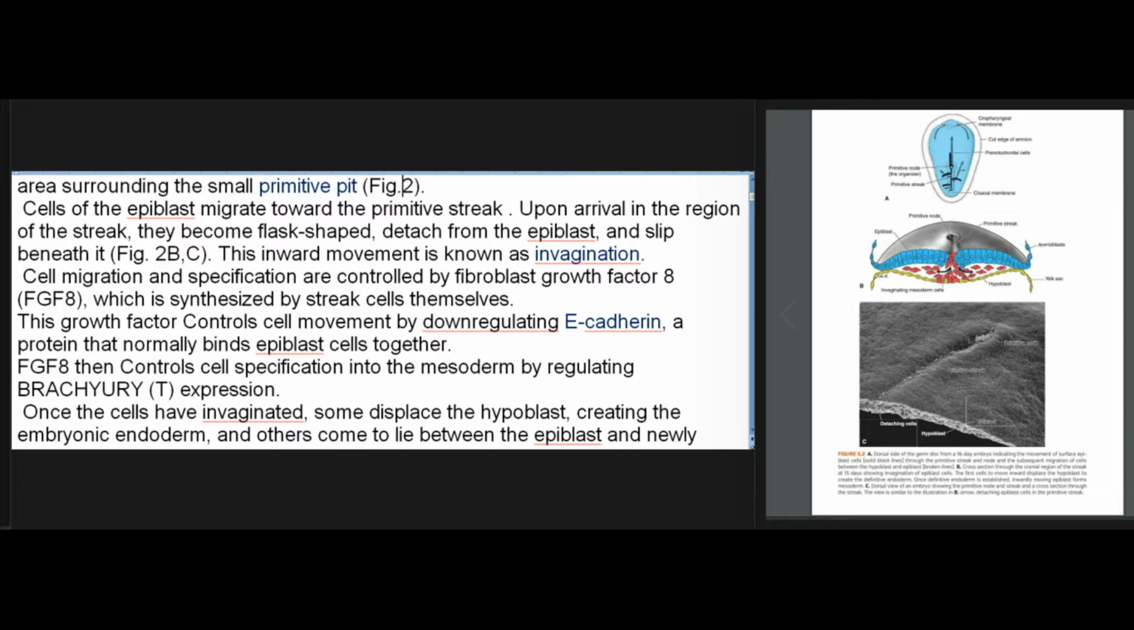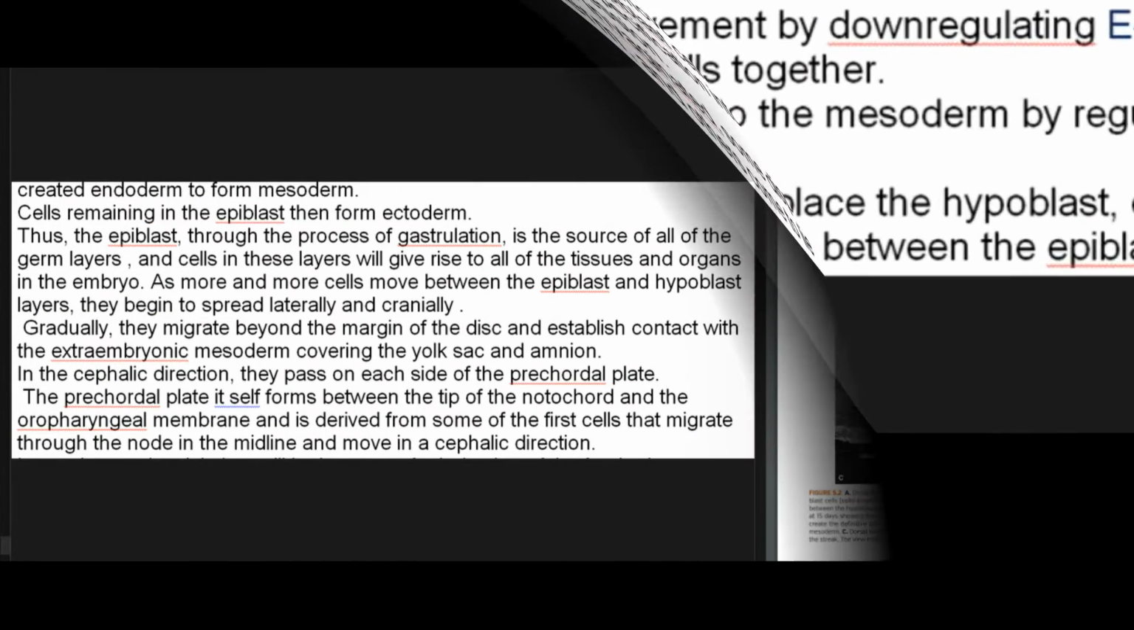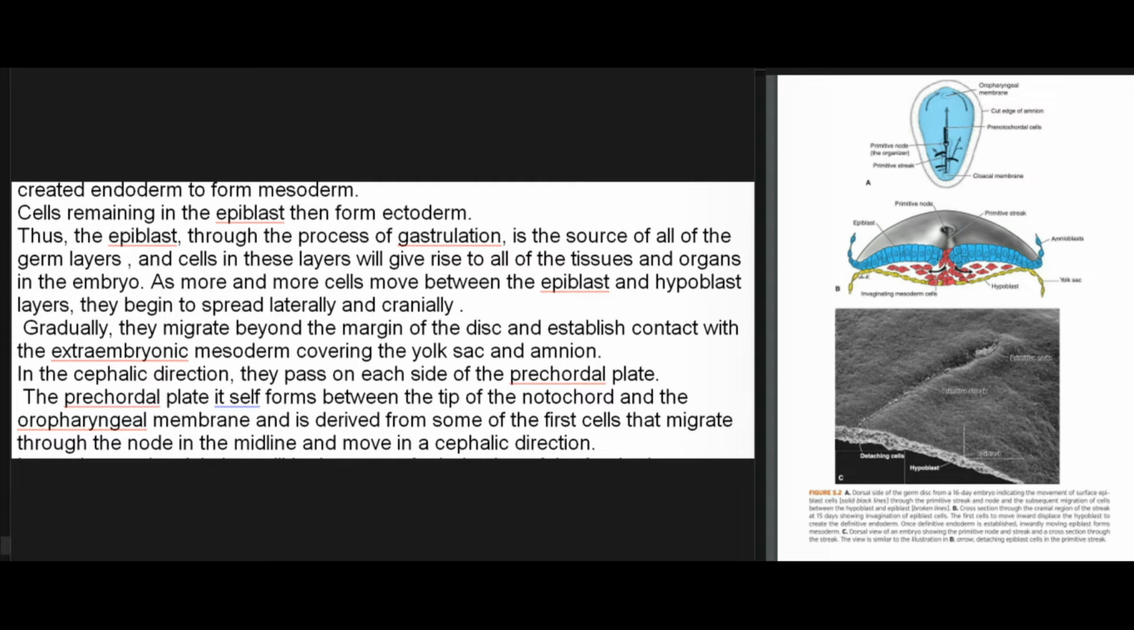Once the cells have invaginated, some displace the hypoblast, creating the embryonic endoderm, and others come to lie between the epiblast and newly created endoderm to form mesoderm. Cells remaining in the epiblast then form ectoderm. Thus, the epiblast, through the process of gastrulation, is the source of all of the germ layers, and cells in these layers will give rise to all of the tissues and organs in the embryo.